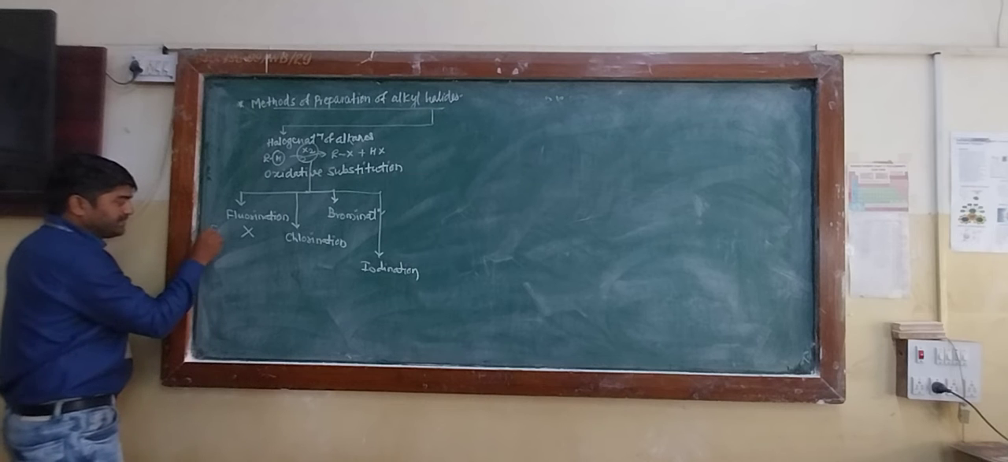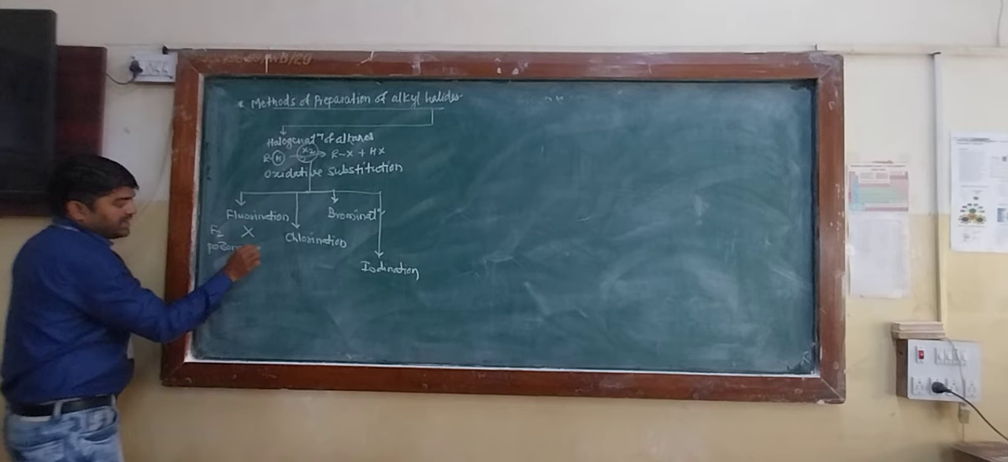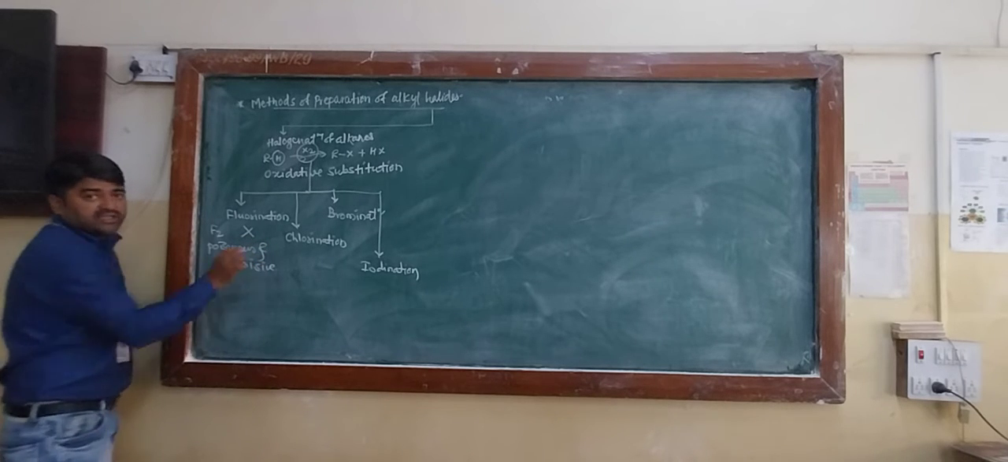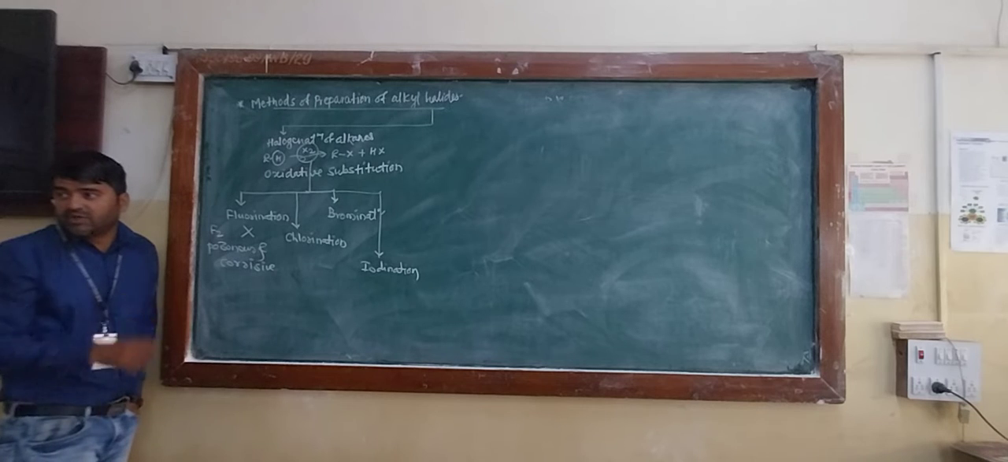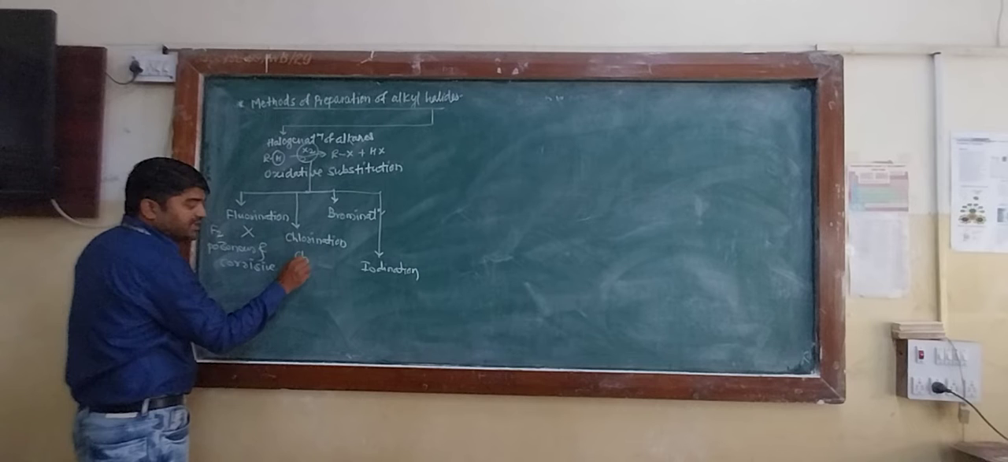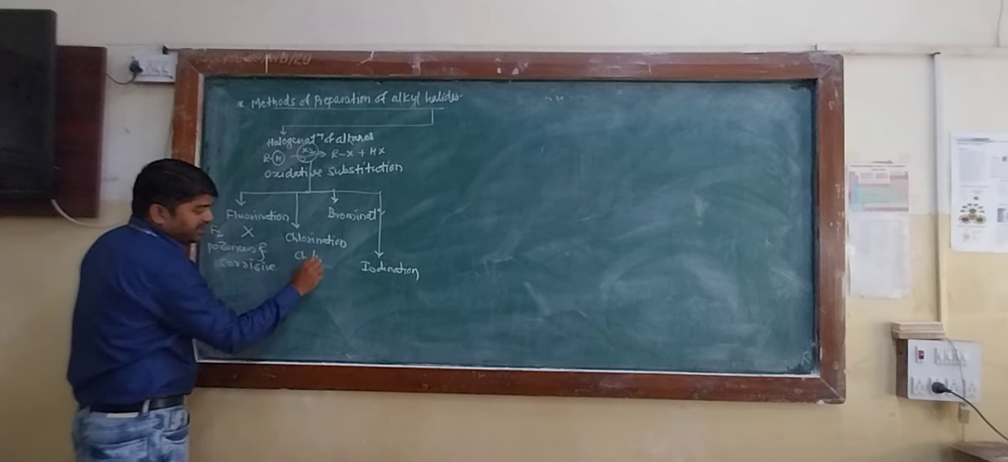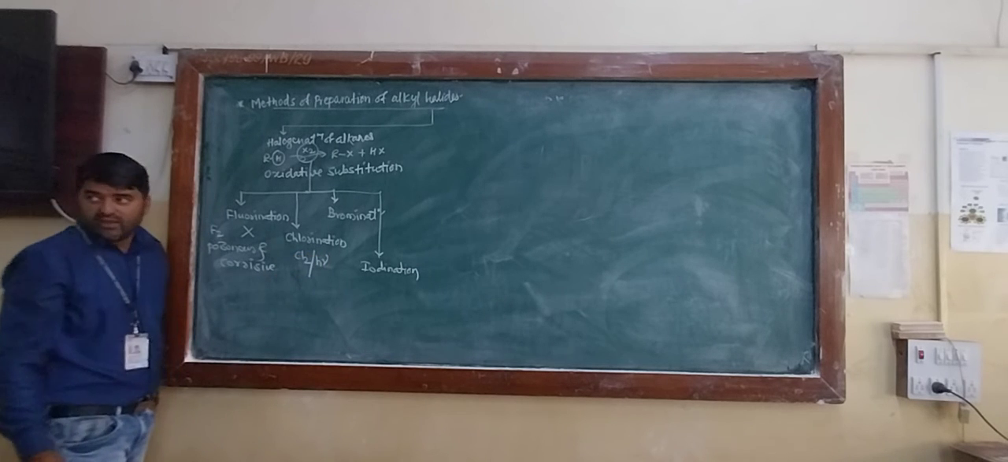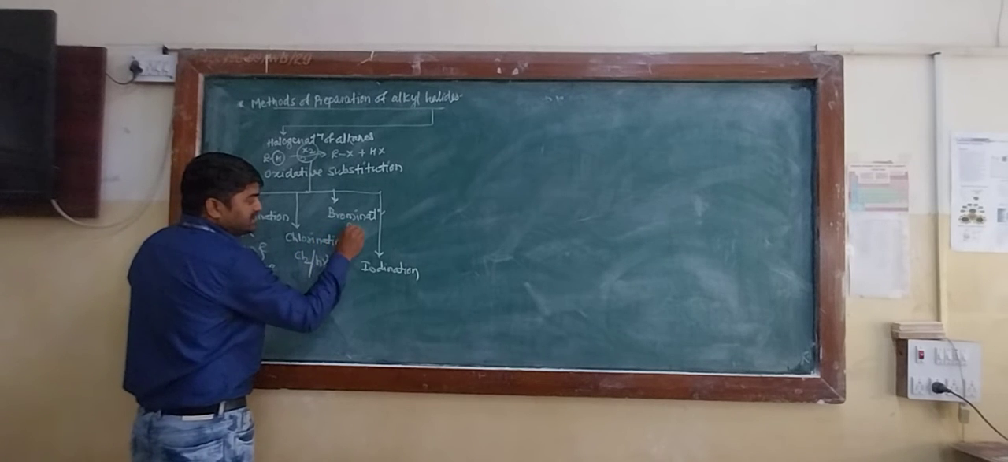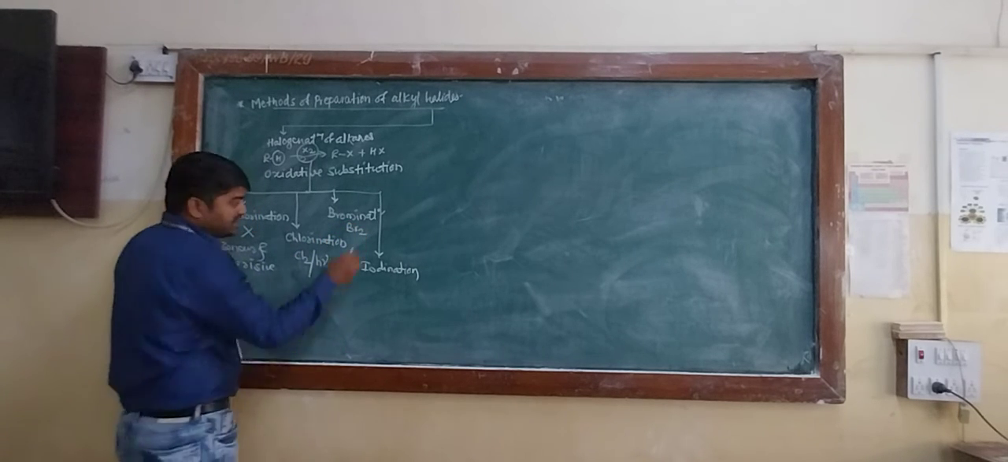F2 is poisonous and corrosive. Therefore, fluorination of alkane is not carried out. Okay. For chlorination, the reagent is Cl2 in presence of sunlight, h nu. Cl2 and h nu.